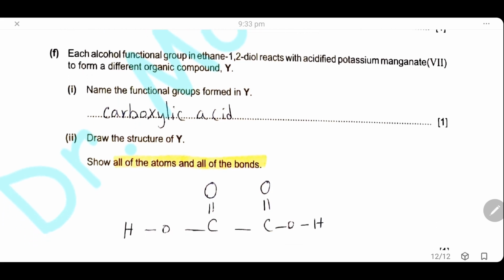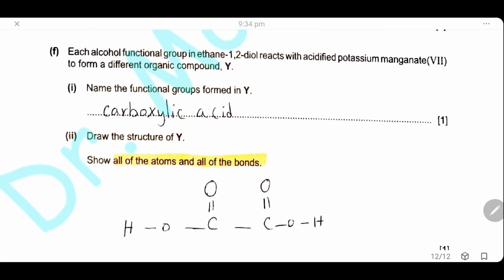Question F. Each alcohol functional group in ethane-1,2-diol reacts with acidified potassium manganate to form a different organic compound. Acidified potassium manganate is an oxidizing agent, so it will oxidize the alcohol into a carboxylic acid. So the functional group formed in compound Y will be the carboxylic group or carboxylic acid.